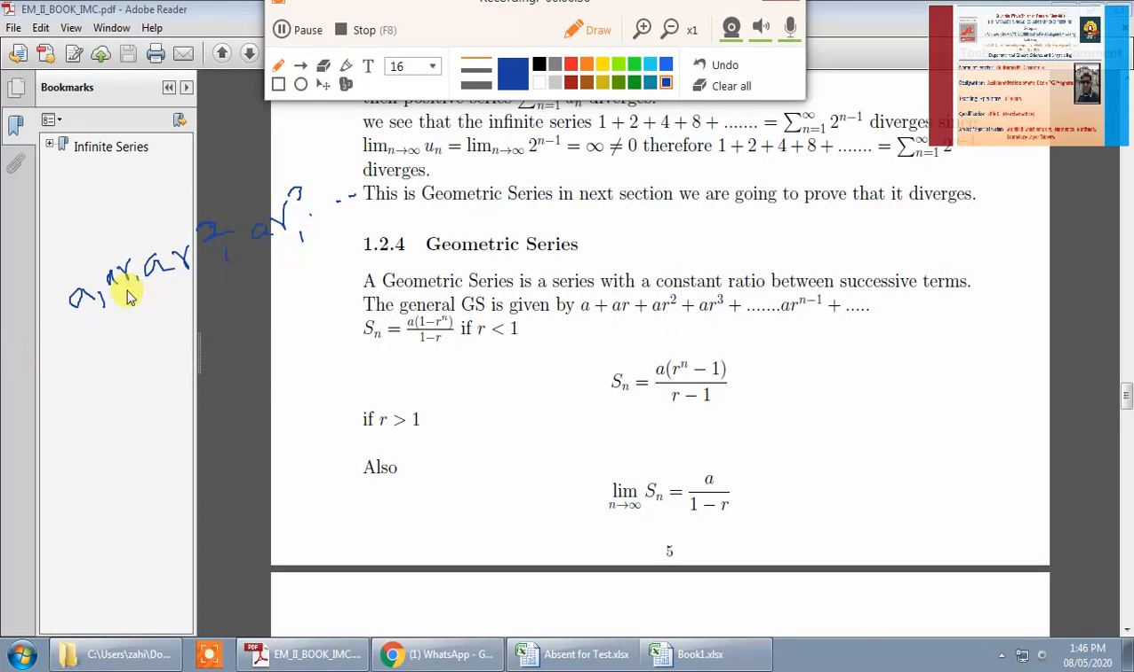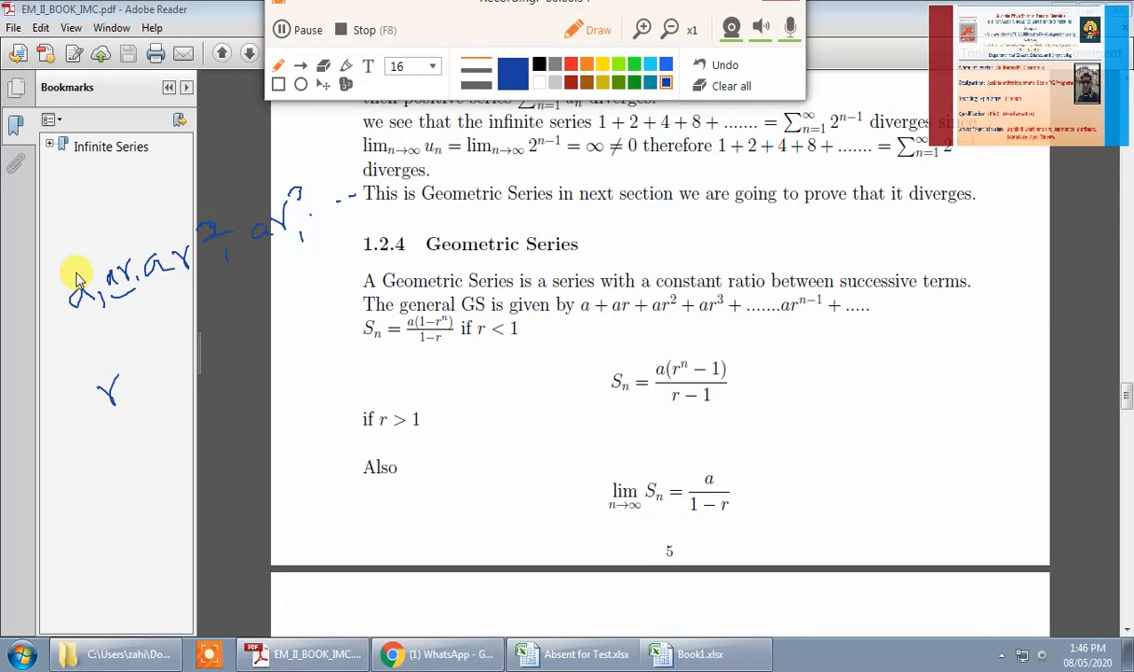You will find that if you divide ar by a, that is, the second term by the first term, we get r. If you divide ar square by ar, we get r again. If we divide ar cube by ar square, again we get r. So what is the meaning of that? We have a common ratio equal to r, and that is why it is called a geometric progression.